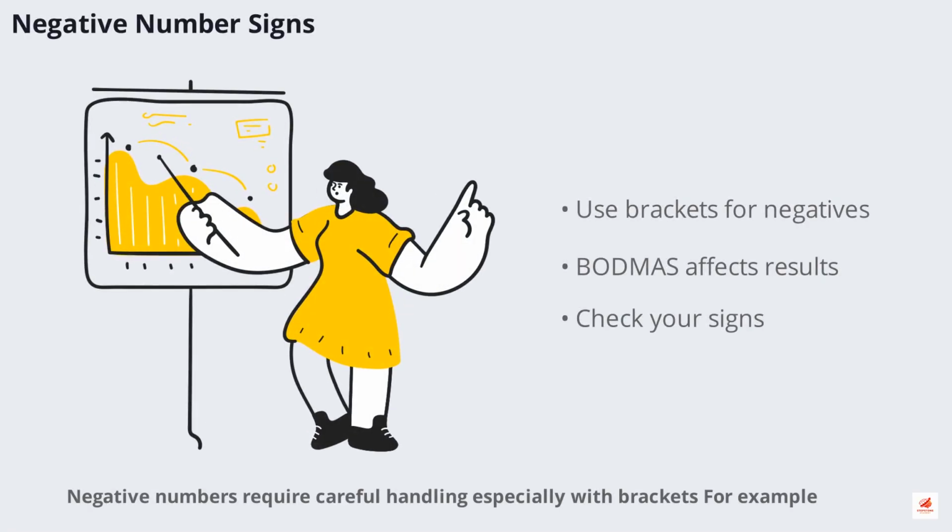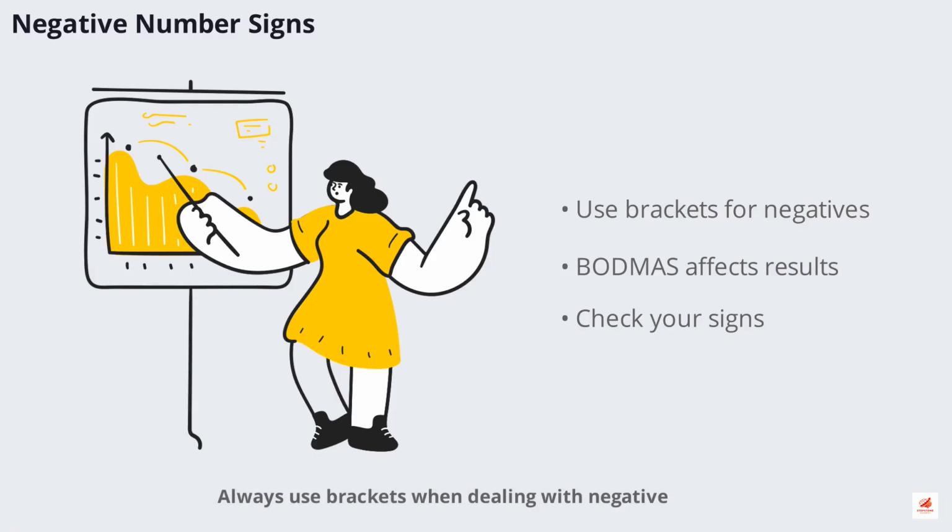For example, -3 times -4 equals +12, but writing times -4 without brackets can lead to mistakes due to BODMAS rules. Always use brackets when dealing with negative numbers to ensure you get the correct answer.